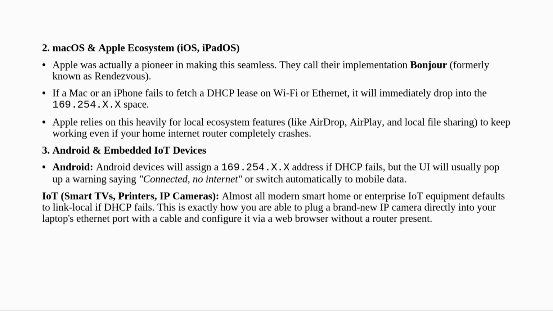Another is Android and IoT devices. An Android device will assign a 169.254.x address if DHCP fails, but the UI will usually pop up a warning saying connected with no internet, or switch automatically to mobile data. Almost all modern smartphones and enterprise IoT devices are equipped with link-local. It is exactly how you are able to plug a brand new IP camera directly into your laptop's Ethernet port, with no extra cables or configuration, and reach it through a web browser.